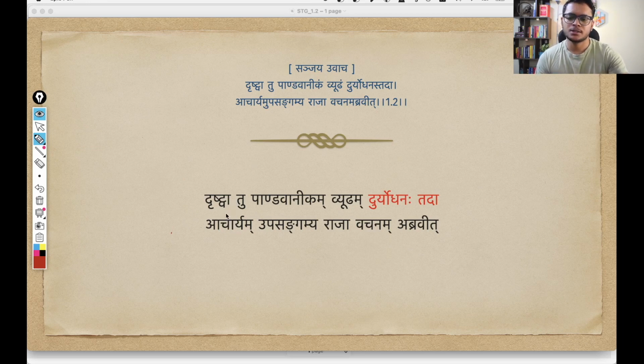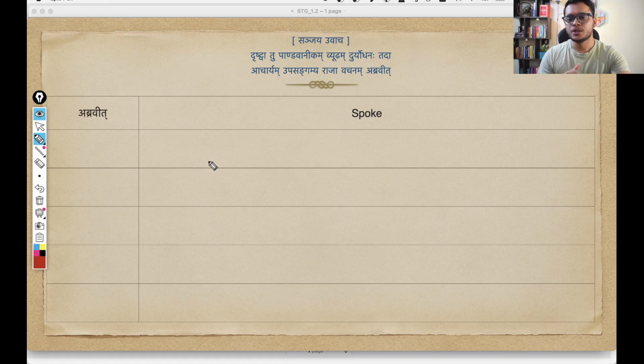Anyways, coming back to the shloka in hand, these are the individual words present in the shloka: Drishtva tu Pandavanikam, Vyudham Duryodhana Tada, Acharyam Upsangamya, Raja Vachanam Abravit. Just as we did in the last video, we start with a verb, a Kriyapad, from the shloka. Through this verb we create context, and based on that context we give answers from the shloka. We do this again and again until we have worked our way back towards the entire shloka and decoded it. The anchor word here is Abravit.